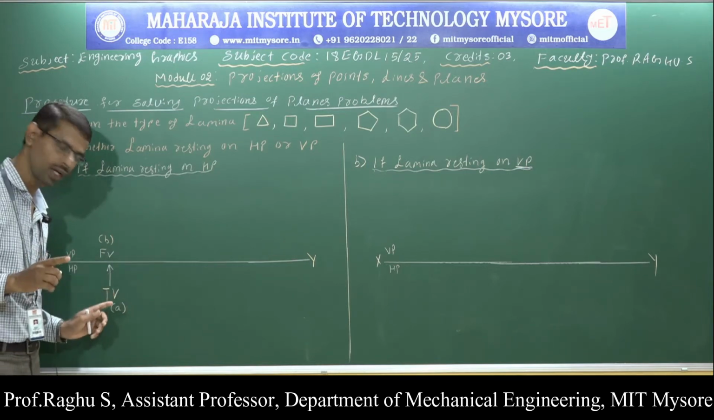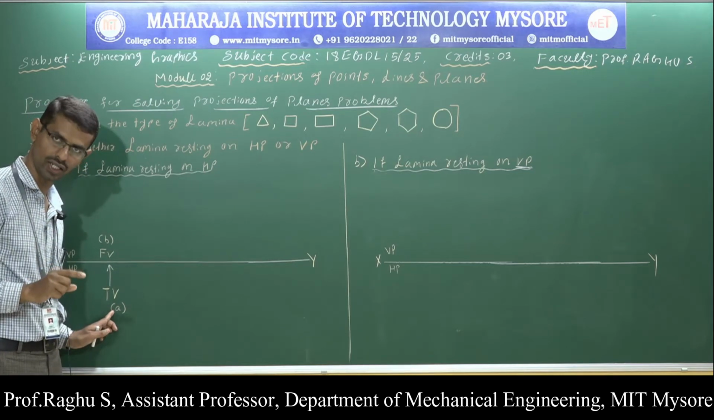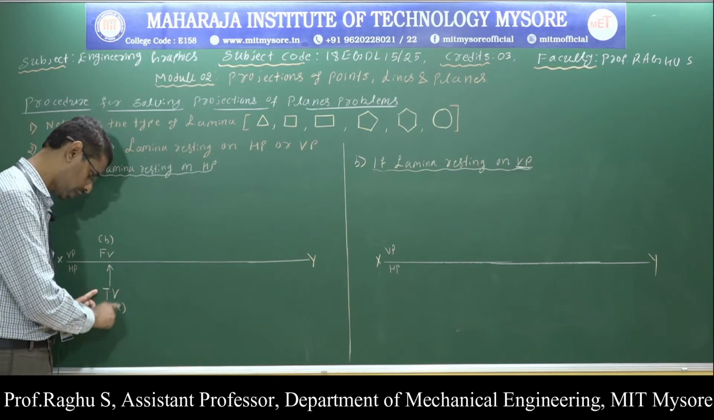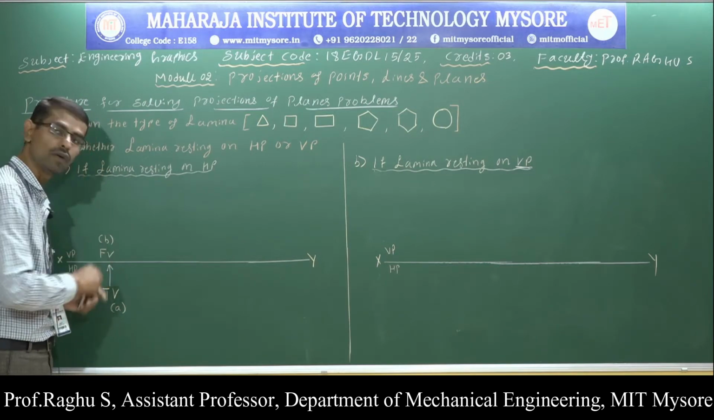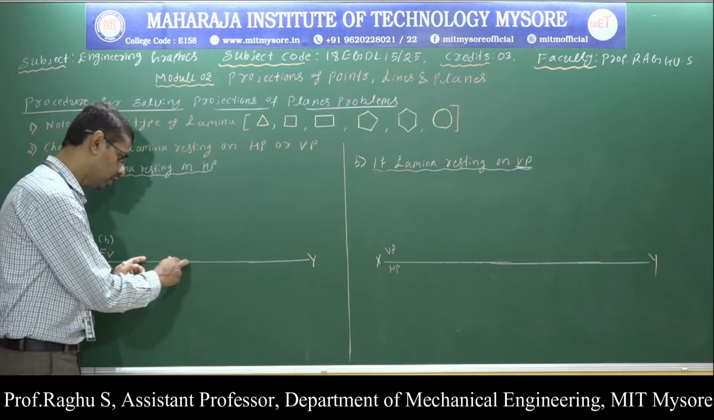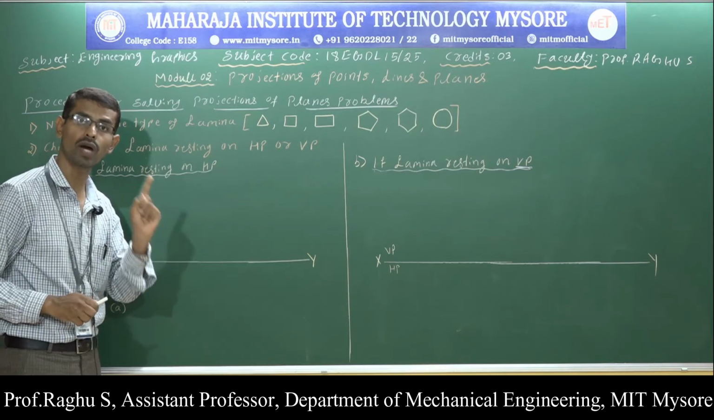In the first position, I require only the edge resting condition or corner resting condition. Next, take the edge or corner resting condition. First, draw the true shape, that is the top view. Then, draw the front view. This is the first position.